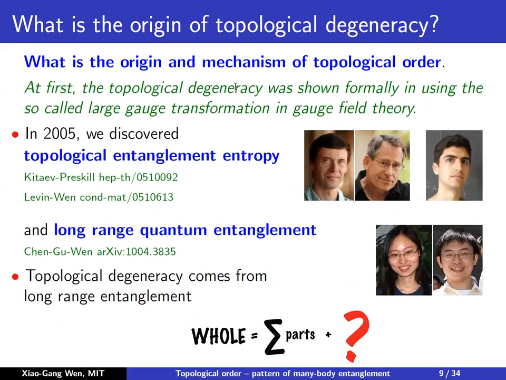So we have this property, this macroscopic phenomenon. The next question we'd like to ask is, what is the origin and the mechanism of topological degeneracy? Where does it come from? Why do we have this phenomenon? This is rather strange.